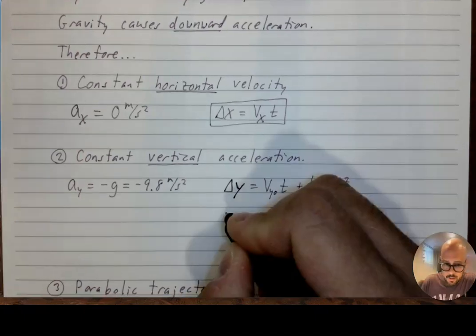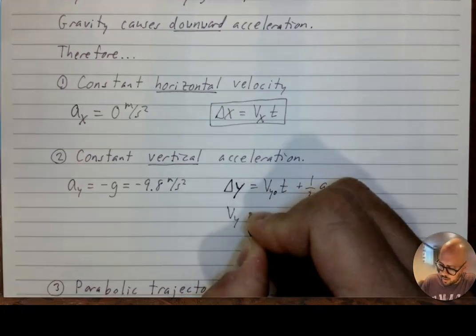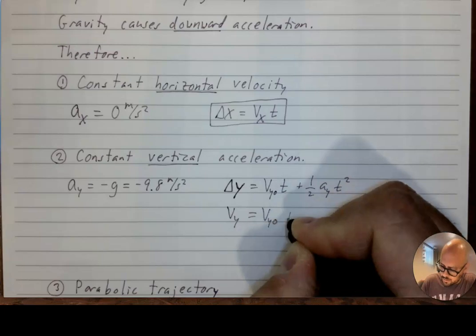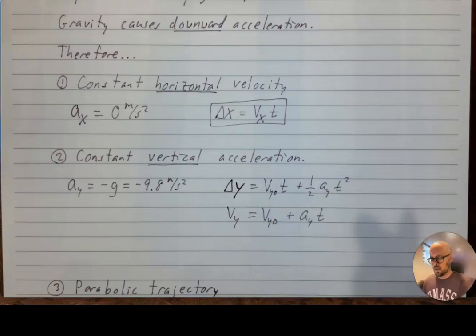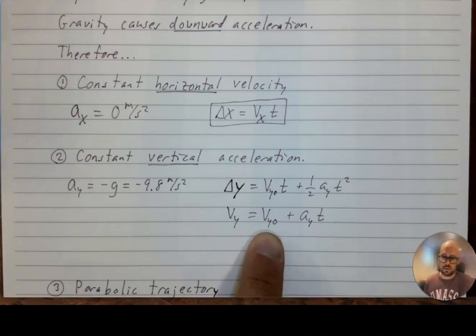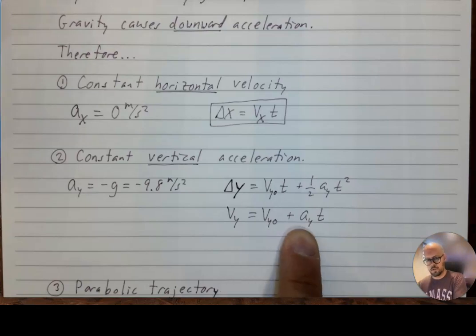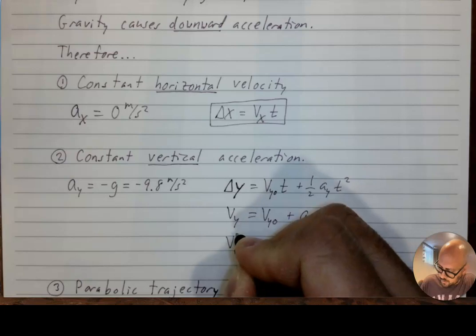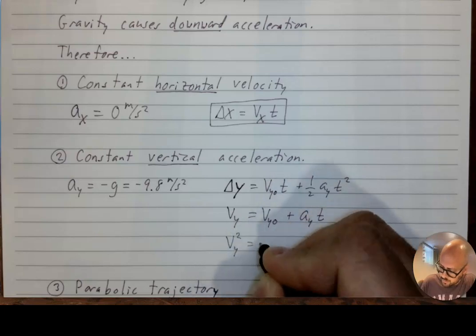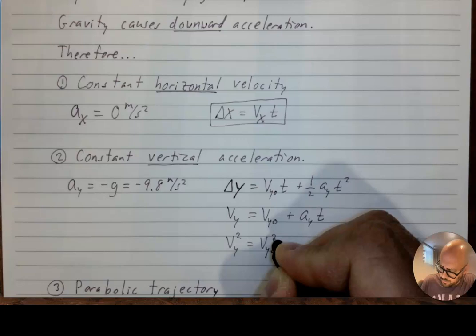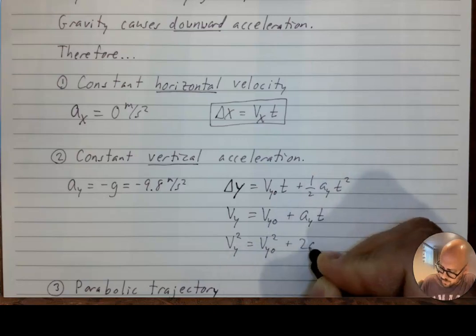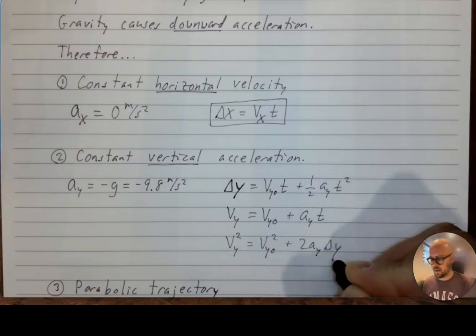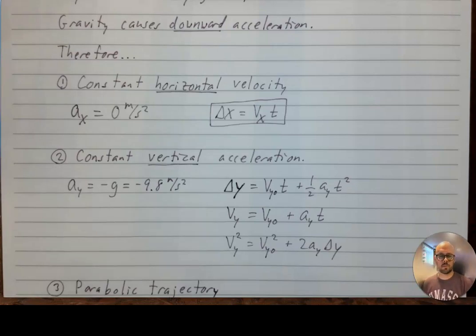The other equations can then be written like this. Vy equals Vy naught plus Ayt. So the final vertical component of the velocity is equal to the initial vertical component of the velocity plus the vertical acceleration times time. And then now you've seen all the equations and all the variables. So all that's left is to write the final kinematics equation in terms of the y variables.